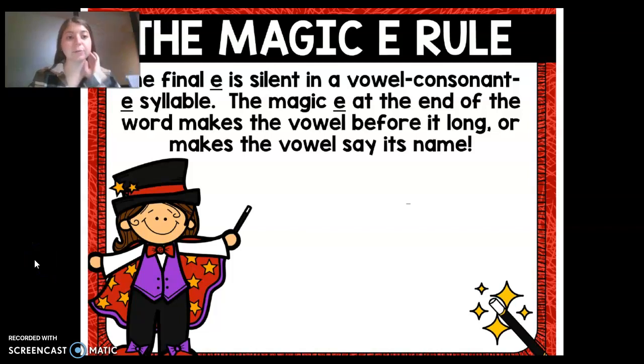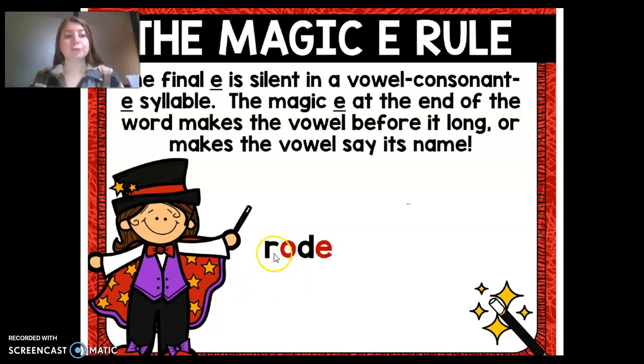The magic E rule. The final E is silent in a vowel consonant E syllable. Vowel consonant E is a VCE syllable. The magic E at the end of the word makes the vowel before it long, or makes the vowel say its name. Let's look at some examples.